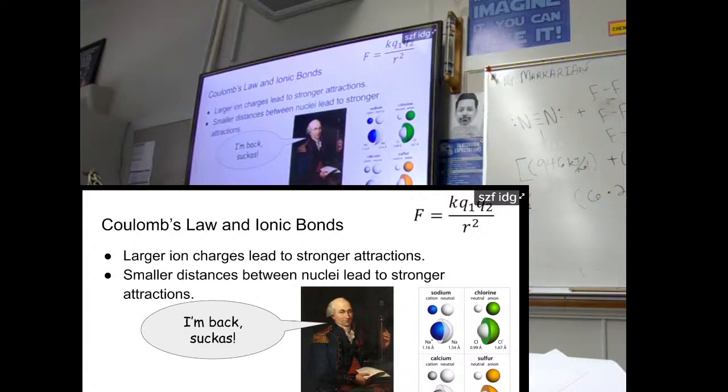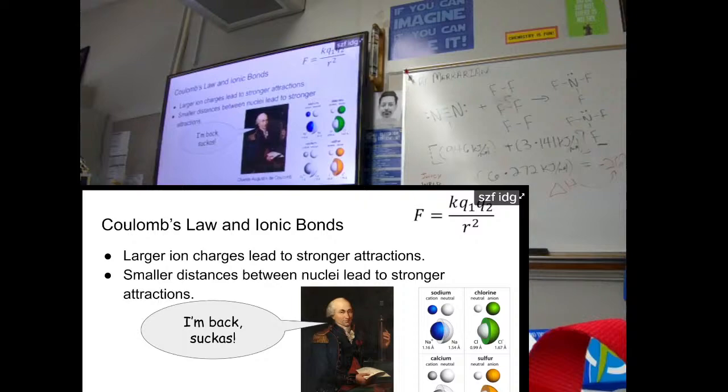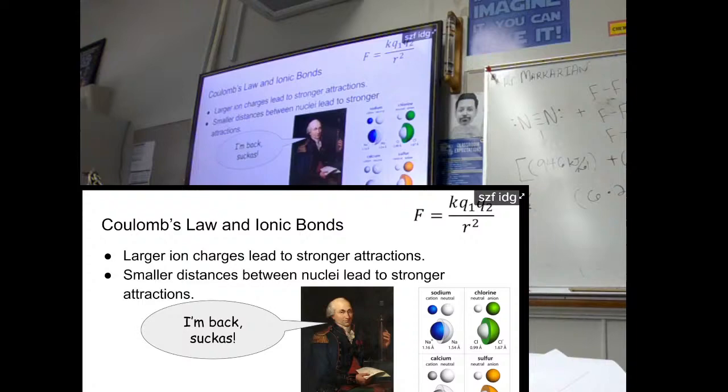If you put sodium with fluorine, that should melt at a higher temperature. Let me double check and make sure. 993 Celsius. So sodium chloride melts at 801. Sodium fluoride melts at 993 Celsius, so much higher.